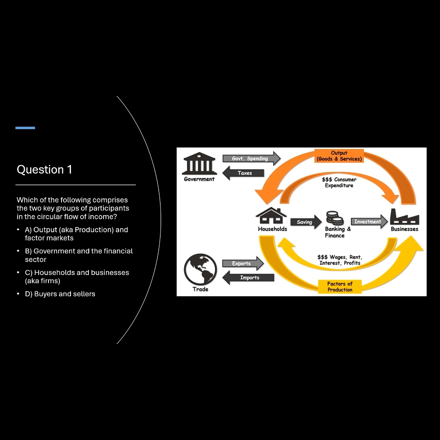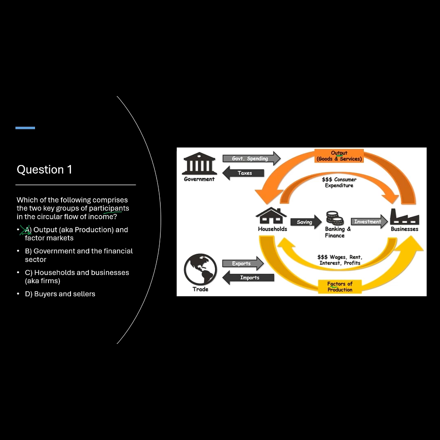Well, let's look at the first one, letter A. Letter A says output and factor market. So that would be up here, output as well as factors. Now it's looking for participants, and participants usually implies individuals or entities. And so factors of production, for example, talks about land, it talks about labor and materials. Output is your products or your services. So that's not going to be it. So we can cross out A.